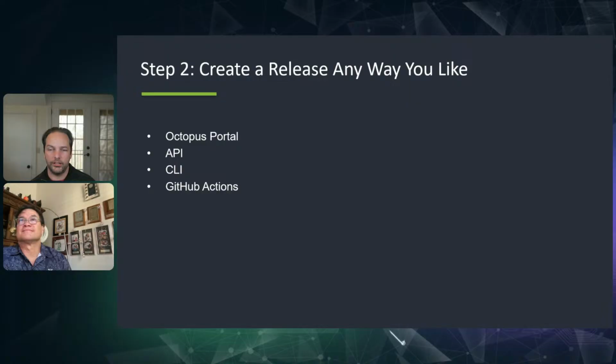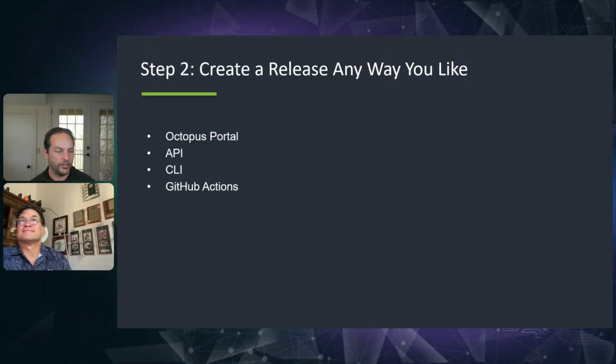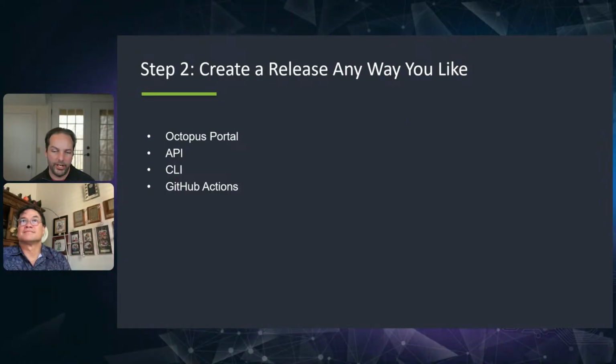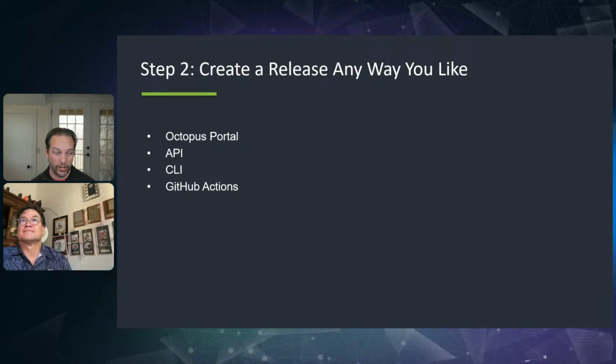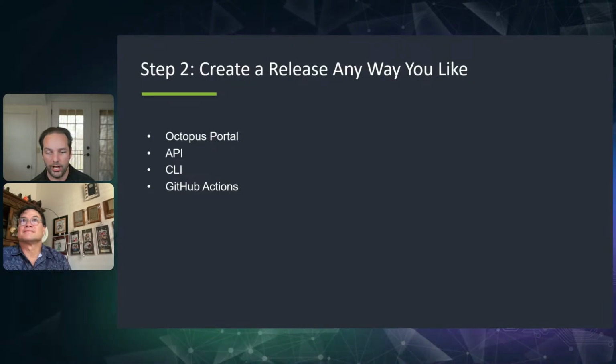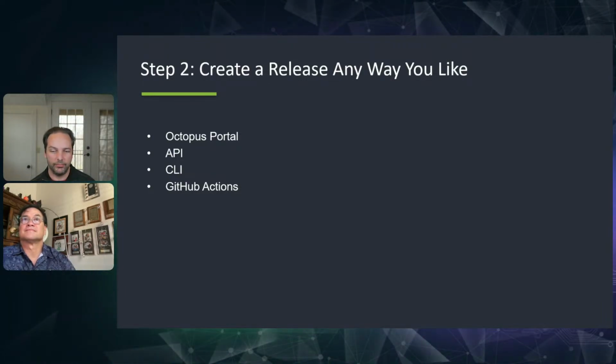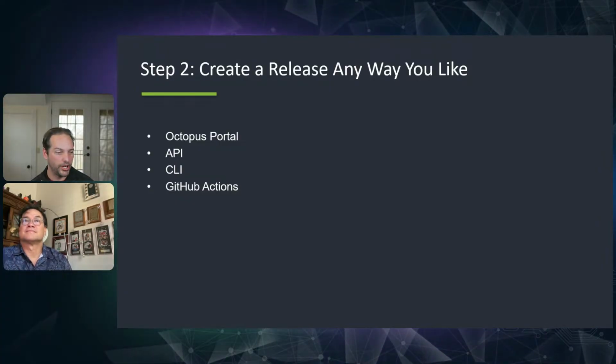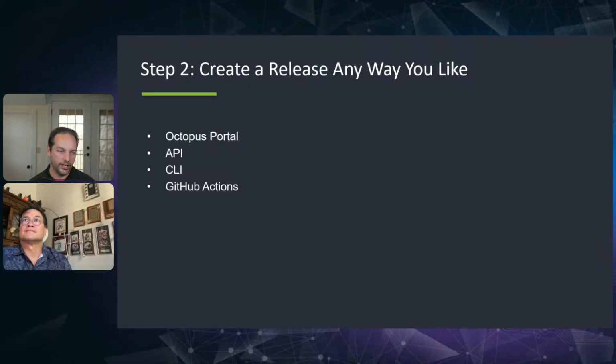The next thing to do is to create a release any way you like. So you can do that through the Octopus portal, through the website. They have a very nice API. They have a very nice CLI. The CLI is how we were able to do a lot of the implementation for ephemeral environments before it actually existed in Octopus. You know, you could make a CLI call to create a tenant, for example.